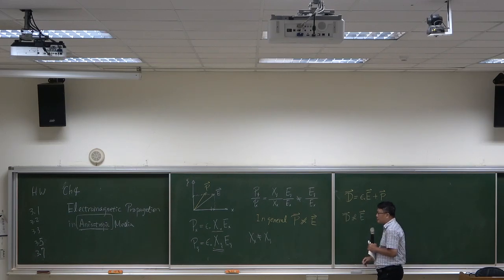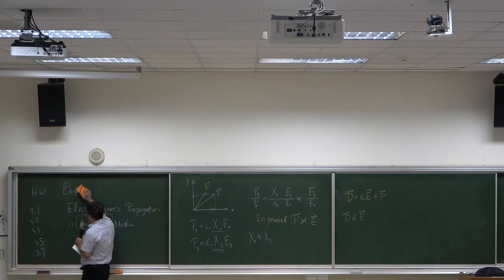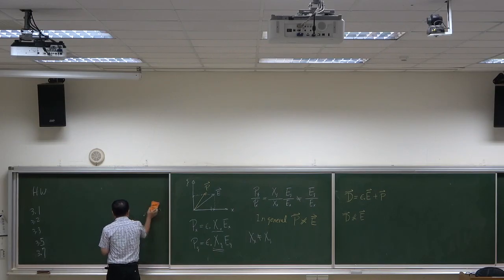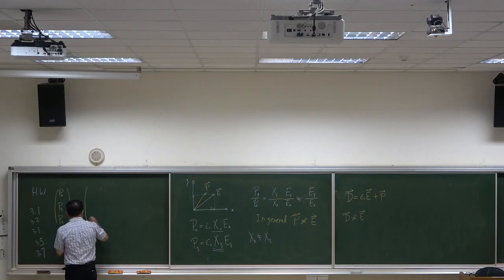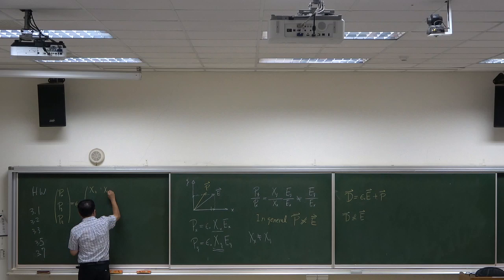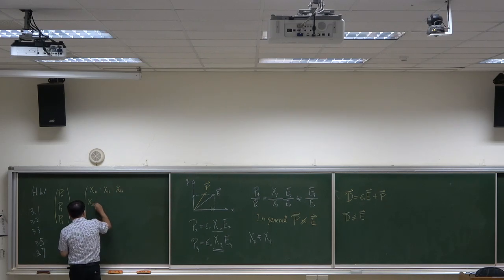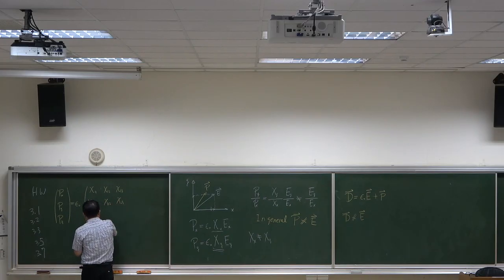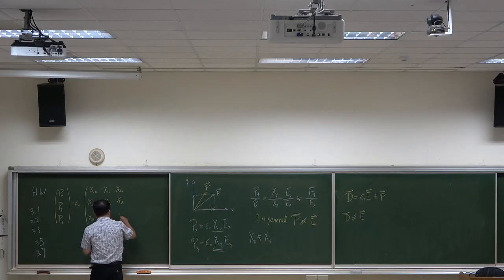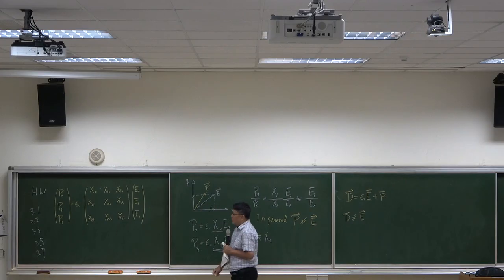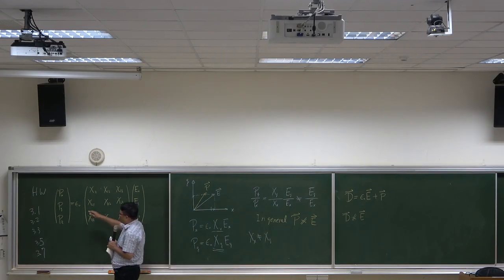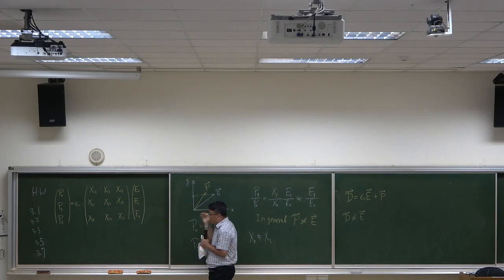This means that now the relation between P and E is described as this: chi 1,1, chi 1,2, chi 1,3, chi 2,1, chi 2,2, chi 2,3, chi 3,1, chi 3,2, chi 3,3 times Ex, Ey, and Ez. 的意思。对。You can also write this as P1, P2, P3, E1, E2, E3. 1, 2, 3 represent X, Y, Z.